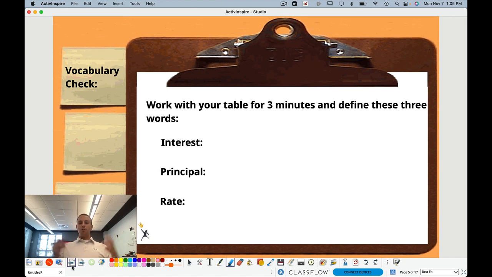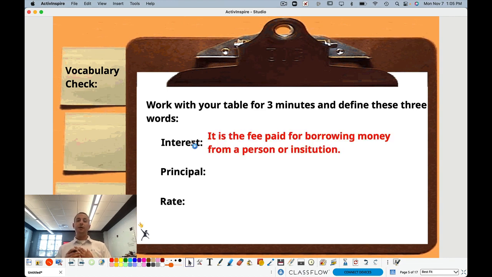All right, so let's start. We'll start with interest. Interest actually kind of has 2 meanings. Hopefully you guys got them. Interest is the fee paid for borrowing money from a person or institution. Now this could work both ways. You could pay that, or your institution could pay you. Say you're putting your money in a bank, and they're paying you interest to use it because they'll loan it back out to other people.